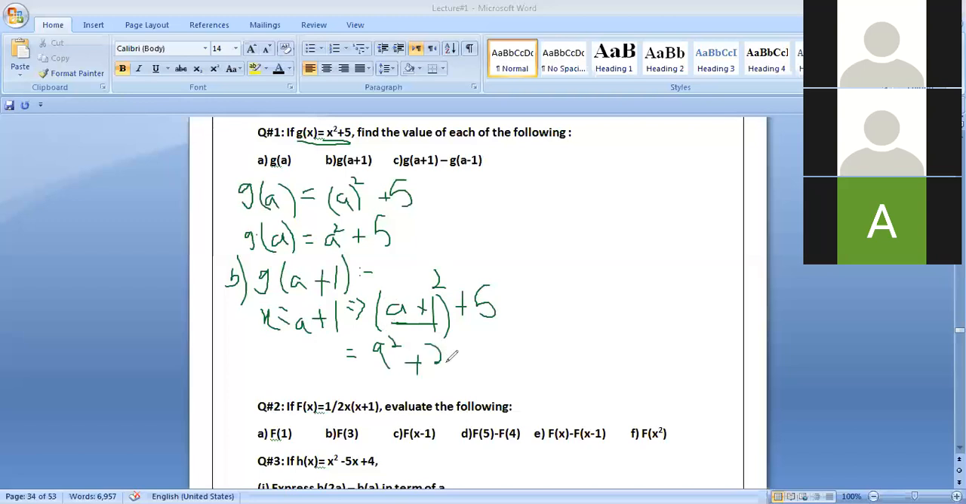A square plus 2ab plus b square. I am opening the bracket with the help of the formula. And plus 5 we will write as it is, because there is no simplification involved on this constant term. We will write as it is. So now, a square plus 2ab plus b square, it becomes 2 times a times 1, the 2a.